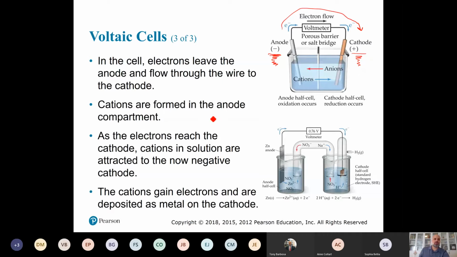So cations are formed in the anode compartment. As the electrons reach the cathode, cations in the solution are attracted to the now negative cathode, and then the cations gain electrons and are deposited as metal on the cathode. So what they're talking about is, in this particular example, cations that are going to start to deposit on the cathode.